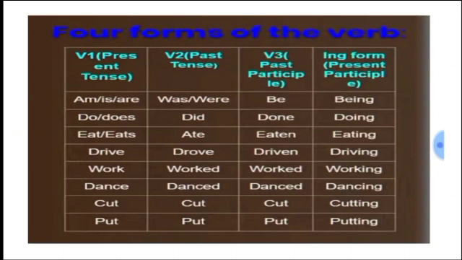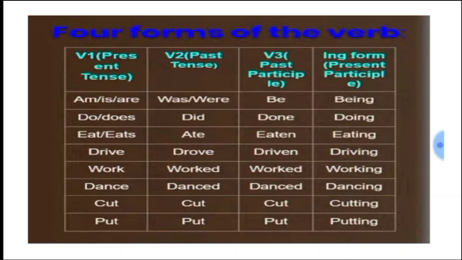Okay, same way, drive, V1, drove, past, V2, driven means the work has just finished. They have just finished. And driving means the work is still going on. Okay. Same way, dance, danced. Again, V2 and V3 here both are the same, danced. And the ing form is dancing.